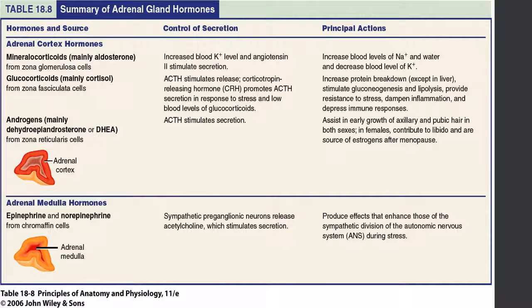The adrenal medulla, the inside of the adrenal gland, produces epinephrine and norepinephrine from specialized cells called chromaffin cells. Sympathetic preganglionic neurons, and if that doesn't make sense, go back and review your sympathetic nervous system, will release acetylcholine, always acetylcholine at preganglionic receptors, which will then stimulate the release of epinephrine and norepinephrine. And they produce effects that enhance those of the sympathetic division of the autonomic nervous system during stress.